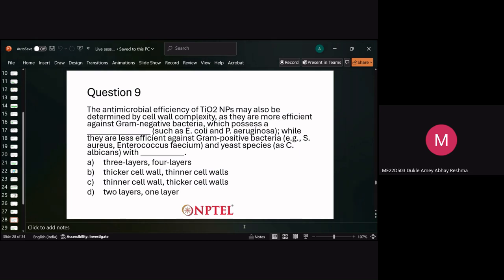So basically, what this question wants to ask you is which kind of bacteria. Even though the question is very big, what it is asking you is the difference between gram positive bacteria and gram negative bacteria. The options are 3 layer, 4 layer, thicker cell wall, thinner cell wall, thinner cell wall, thicker cell wall, 2 layer, 1 layer. So the answer is thicker cell wall, thinner cell wall, and thicker cell wall.